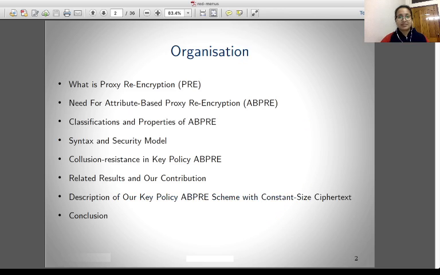So here is the organization for today's talk. First I'll be talking about what is proxy re-encryption and then the need for attribute-based proxy re-encryption or ABPRE. Then I'll be talking about the classifications and properties of ABPRE followed by its syntax and security model. I'll be then explaining what is collusion resistance in key policy ABPRE, the related results in this area and our contribution. After that, I'll be giving a description of our scheme and end the talk with concluding remarks.